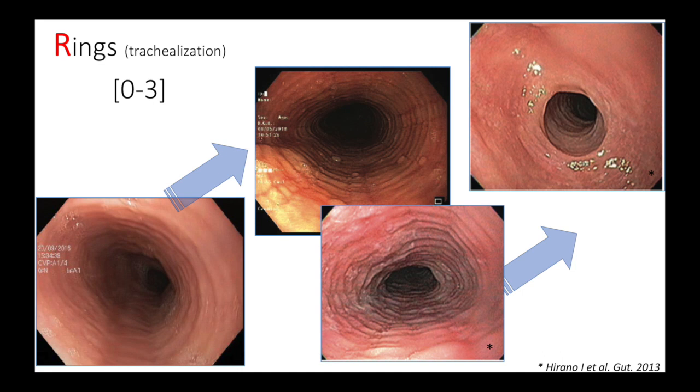Rings are circumferential ridges seen after insufflation. You can find mild circumferential ridges, as on the left of the screen, distinct rings that reduce the diameter of the esophageal lumen in the middle, and tight rings that do not allow the passage of the endoscope, as you can see on the right.